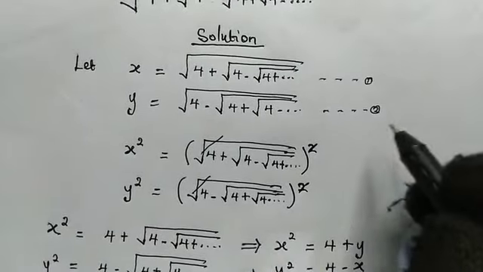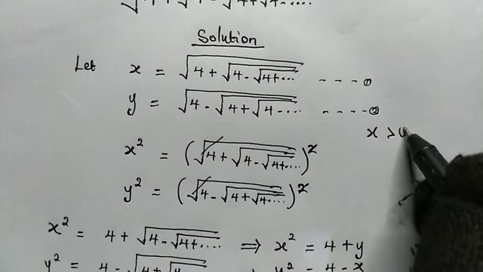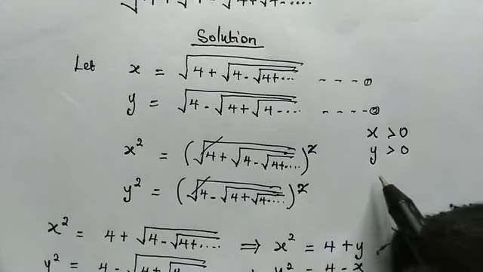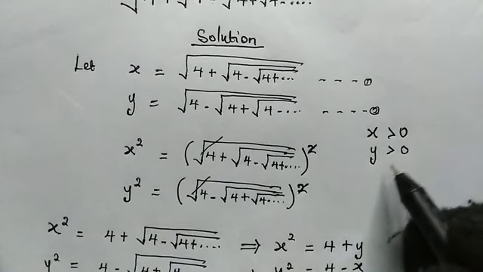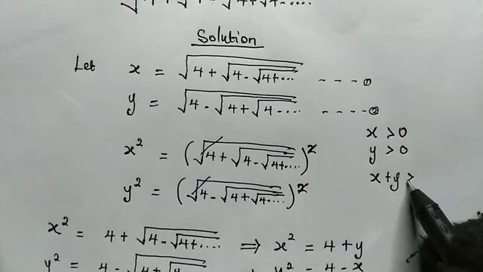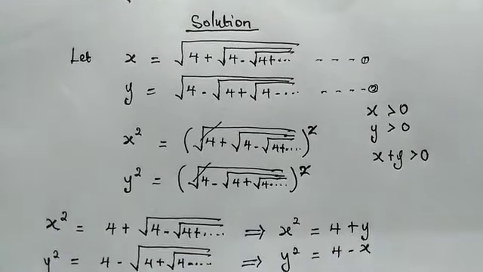As we know, x must be greater than 0. Also, y must be greater than 0. Therefore, if x is greater than 0 and y is greater than 0, this actually tells us that their sum will also be greater than 0, right? So this is very important to consider here.